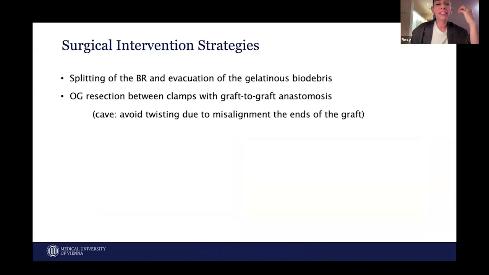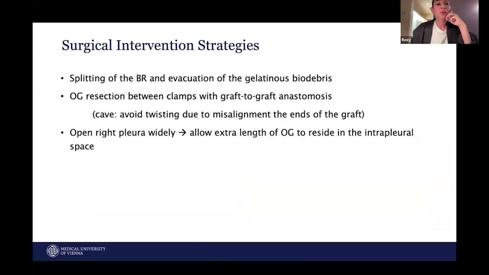What are other possibilities that are very rarely used at our department, at least, I have to say? You can resect the outflow graft between clamps with graft-to-graft anastomosis. You really have to avoid the twisting or misalignment at the ends of the graft. That has to be also done on bypass or ECMO. In the case of kinking, if the outflow graft is really too long, you can open the right pleura widely to allow this extra length of the outflow graft to reside in the pleural space.